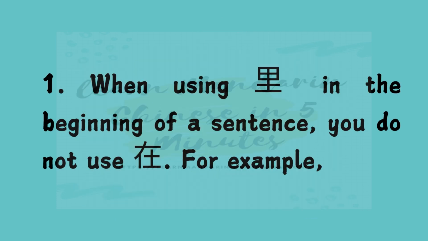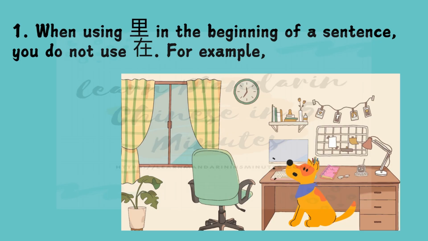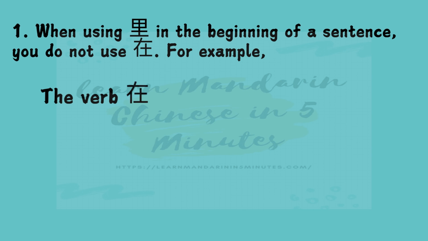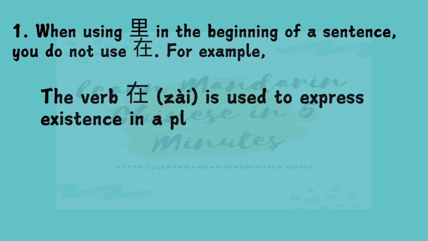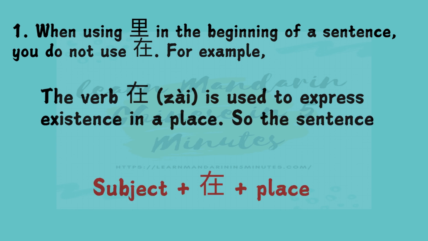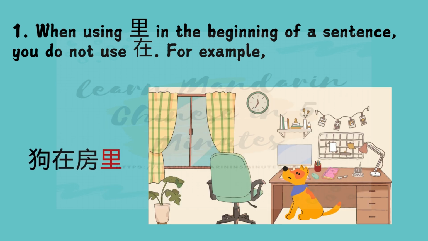Number one, when using 里 in the beginning of a sentence, you do not use 在. For example, it is incorrect to say 在房里有一只狗. You should say 房里有一只狗. The verb 在 is used to express existence in a place, so the sentence structure is subject plus 在 plus place. For example, 狗在房里.